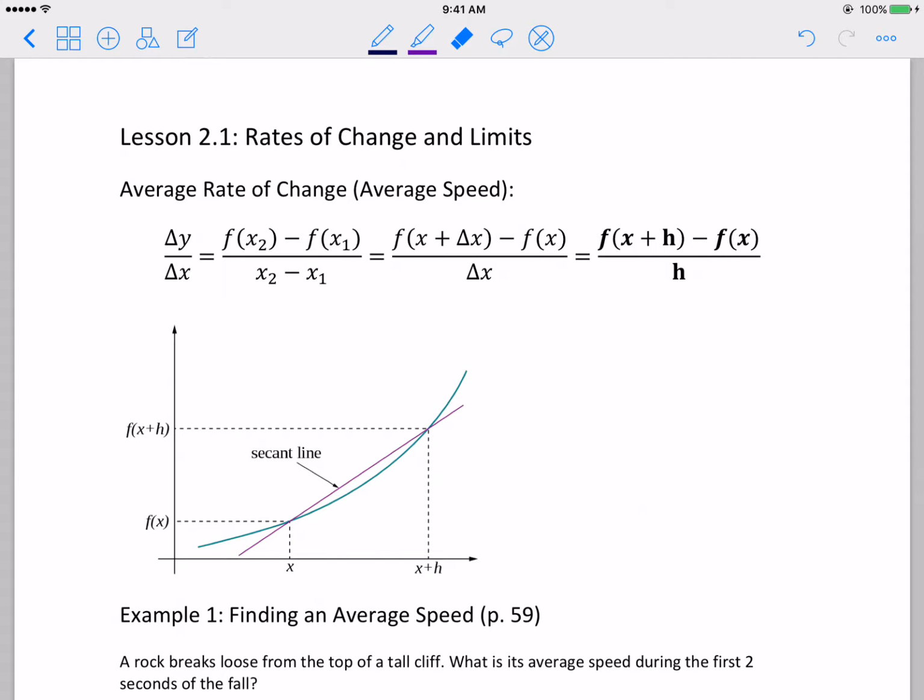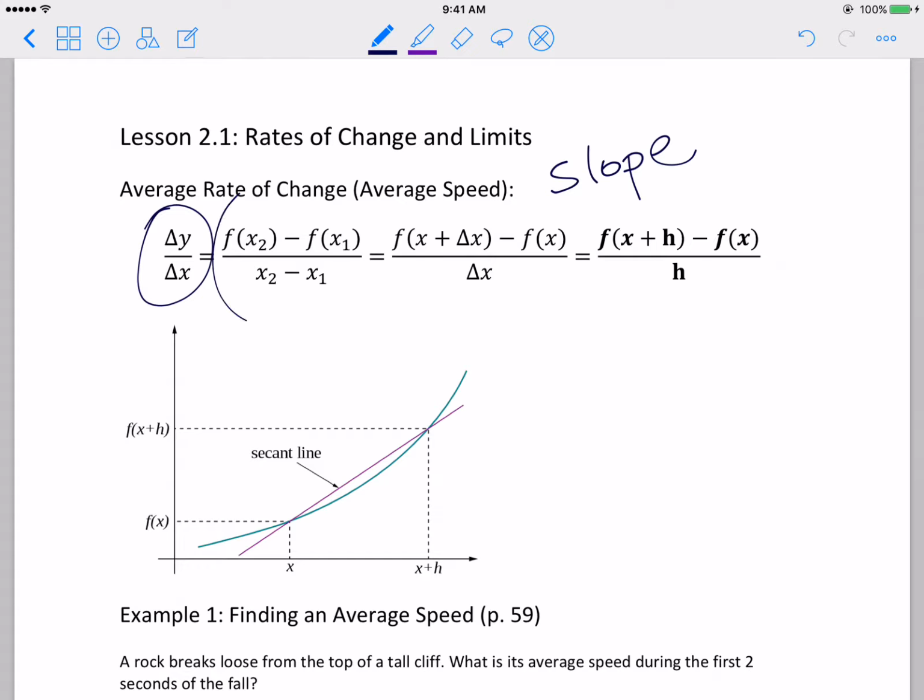Average rate of change, or the average speed, is the introductory section of lesson 2.1. You're familiar with this idea because the average rate of change is another term for slope. The slope is defined as the ratio of rise to run, delta y divided by delta x, which can be found by taking the difference between the y values over the difference in the x values between any 2 points of a graph. In this case, it's 2 points of a curve.